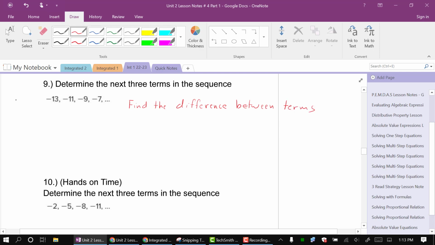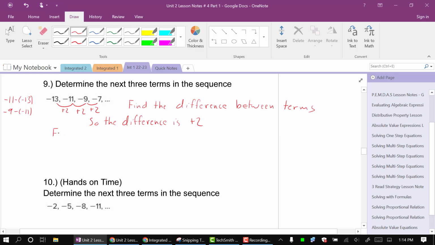So I'm going to subtract these two. So negative 11 minus negative 13 is plus 2. Negative 9 minus negative 11 is also plus 2. And then from negative 9 to negative 7, again, plus 2. So the difference is plus 2, or positive 2.